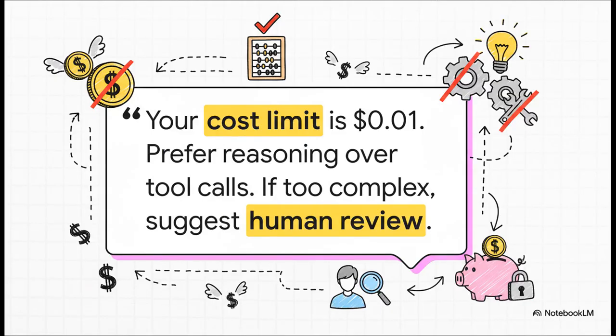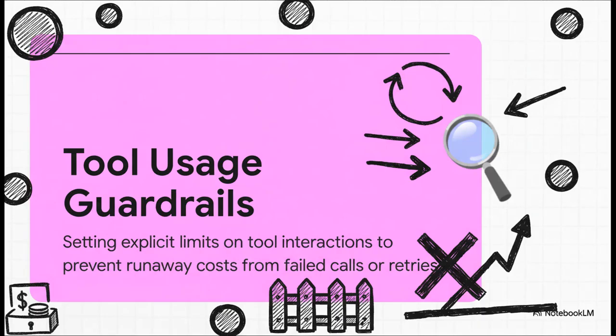And here's what that actually looks like. You're literally giving it a budget in the prompt itself. You give it rules of thumb, like telling it to think for itself before it rushes to use an expensive tool. You're basically turning your agent from a mindless spender into a frugal strategic partner. It's a powerful shift.